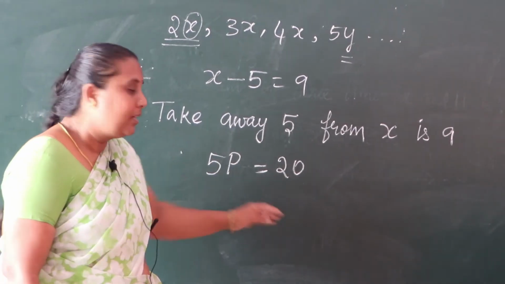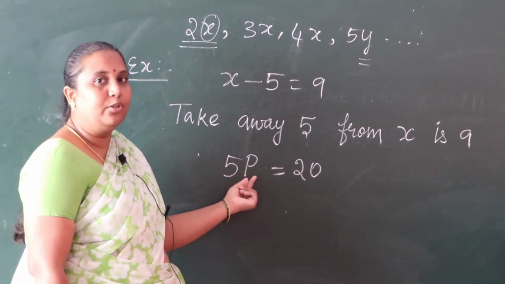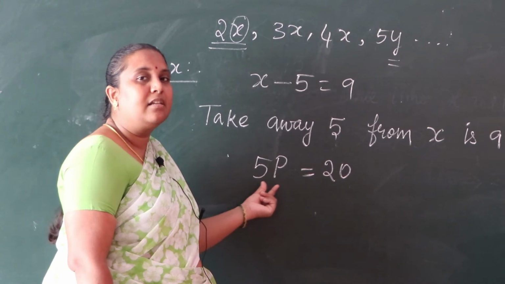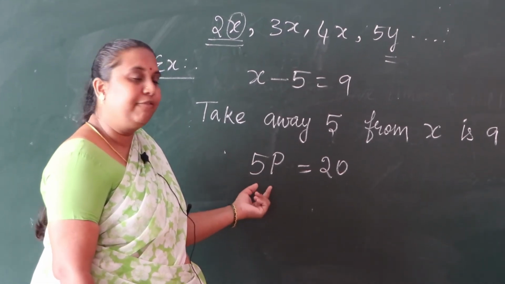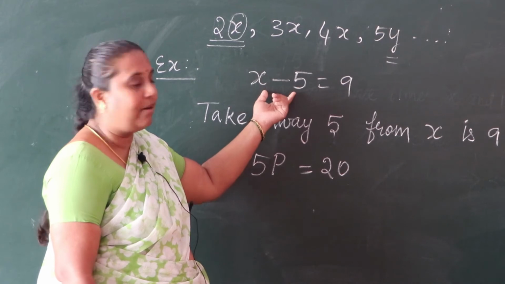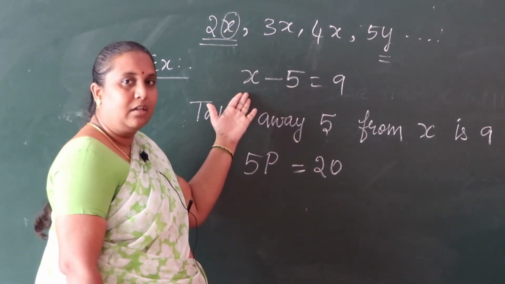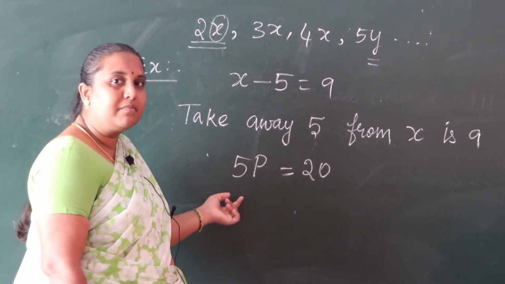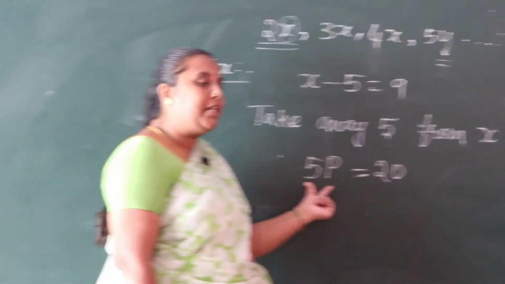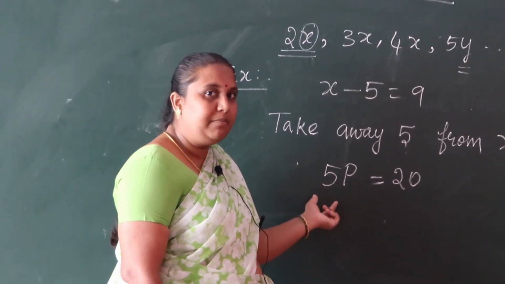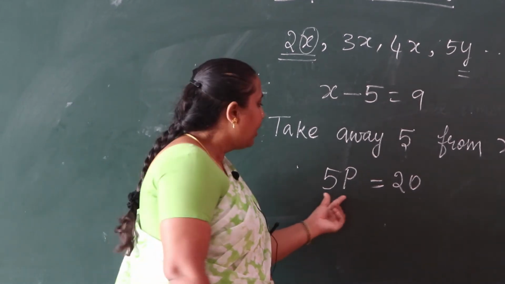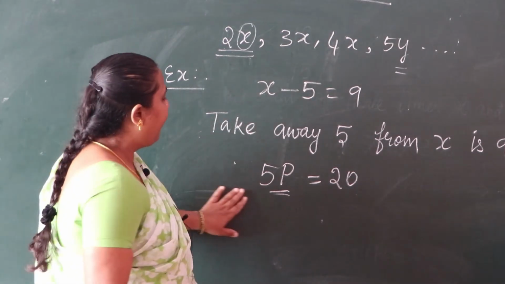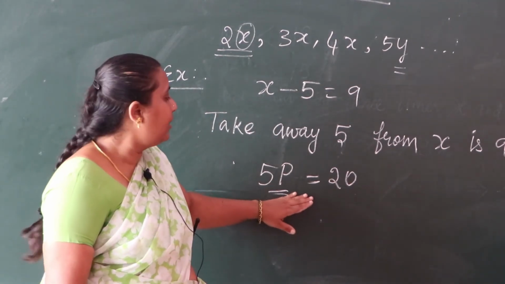How to write this? See here, p is an unknown number, we are taking it as a variable. So 5 is a number, and it is in a multiplication form. Earlier we had the subtraction form, so taking away 5 from x, we wrote like that. But here 5p means 5 times a number p. So 5 times p is 20.